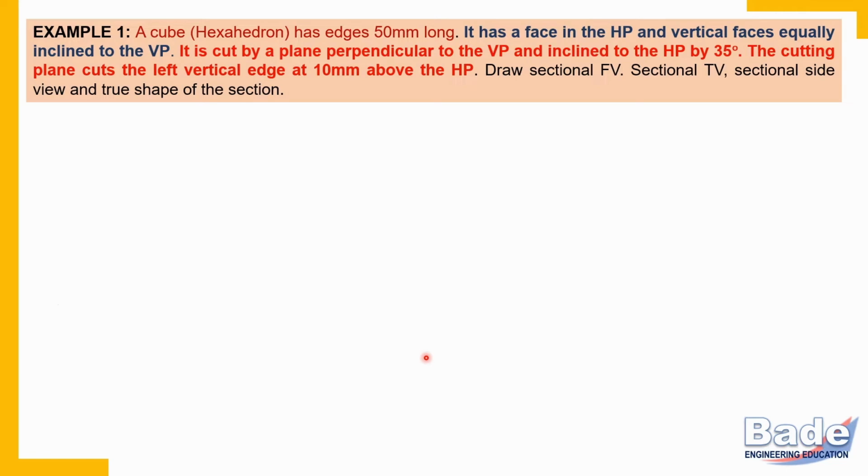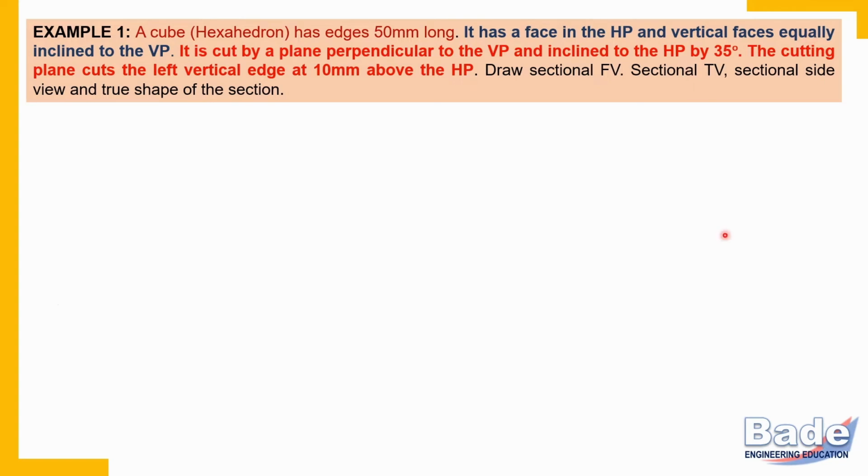What is the position of the cube? Let's check. It has a face in the HP. So one surface of this cube is in HP. We consider that surface in HP as base. And now you can say base is in HP. And when base is in HP, true shape of base appears in the top view. So we are going to draw true shape of base in the top view, and since it is a cube, true shape of that base surface is square. So we are going to draw that square in the top view, means below XY line.